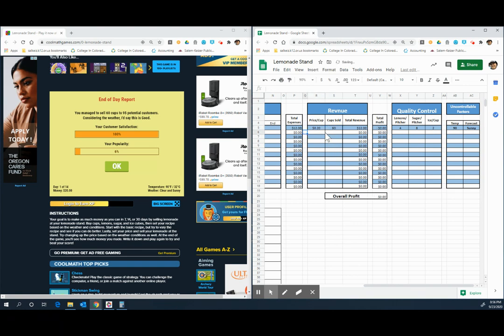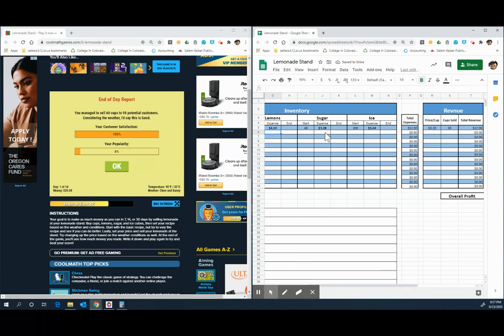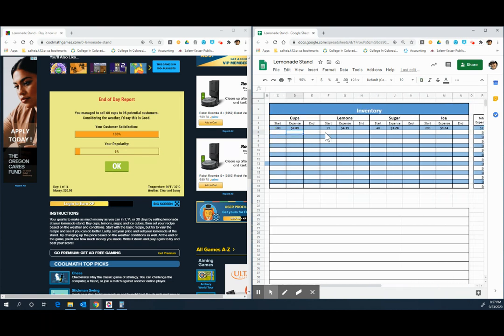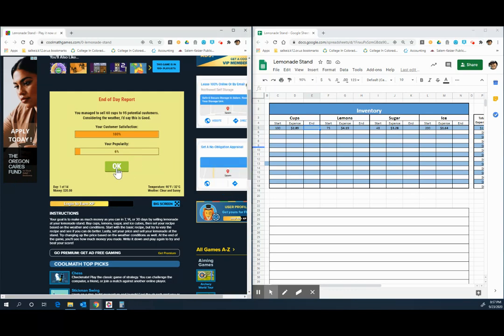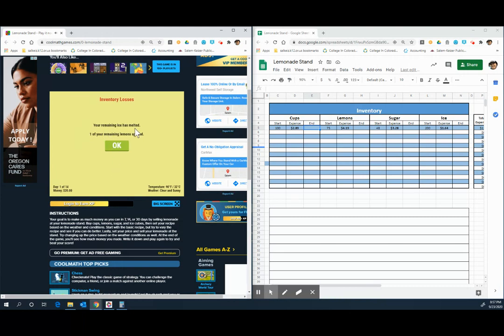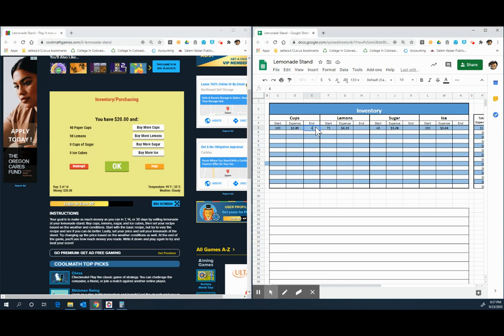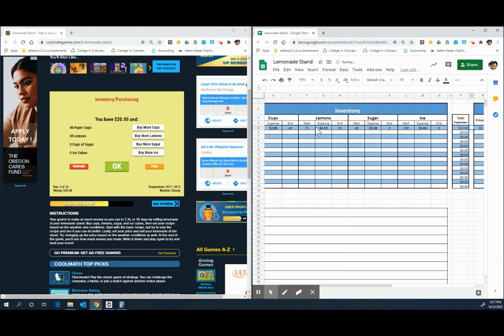Then before I start the next day, I need to record my inventory for day one. So I've recorded the start. Now I need to record the end. So I say, okay, your remaining ice is melted and one of your remaining lemons is spoiled. So I ended the first day with 40 cups, 50 lemons, 0 cups of sugar, and 0 ice.